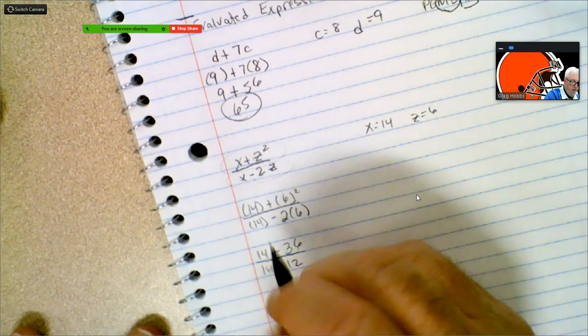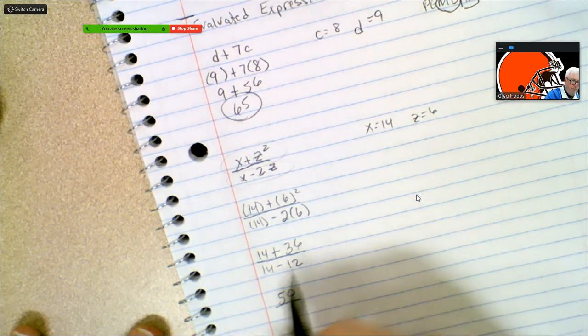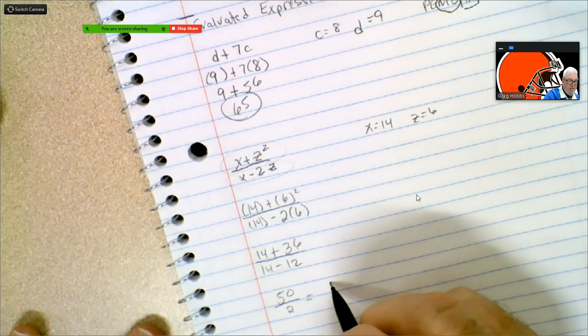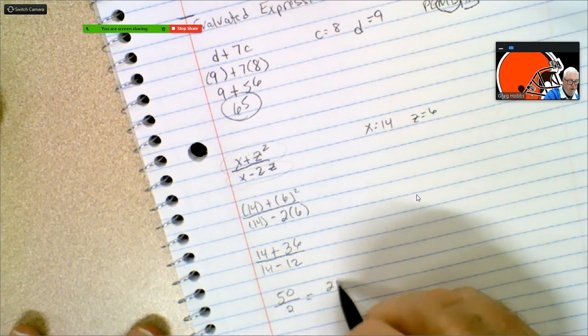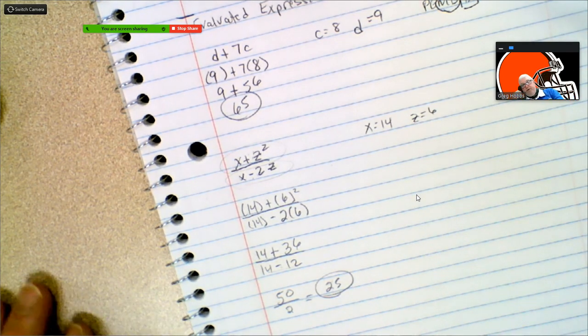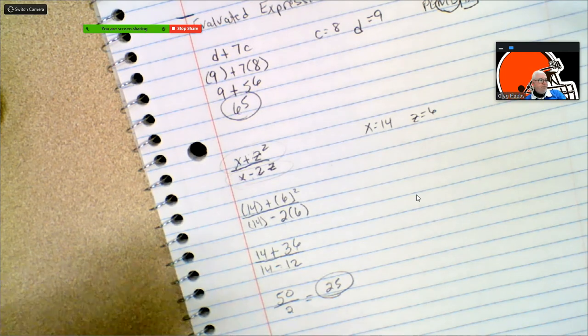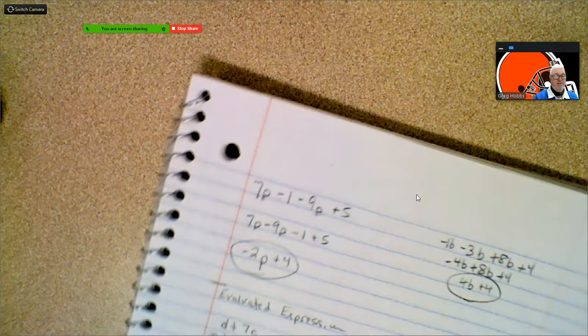So you got 14 plus 36 is 50. 14 minus 12 is 2. And it wants to simplify, so 50 divided by 2, or 50 halves, equals 25. The final answer would be 25. Again, giving you problems like these so that you remember. That was from last week.